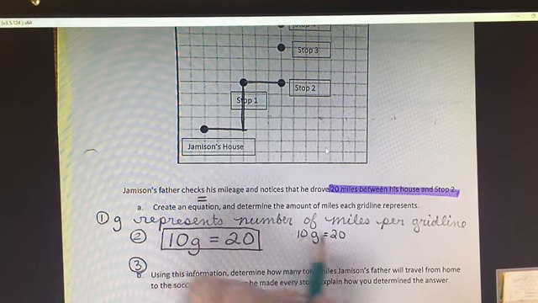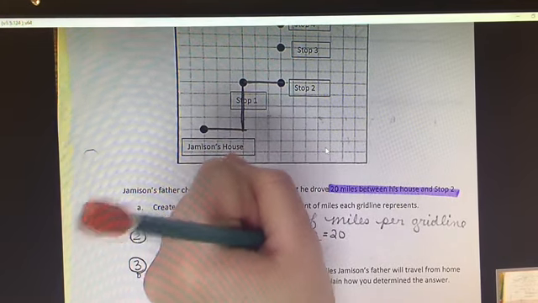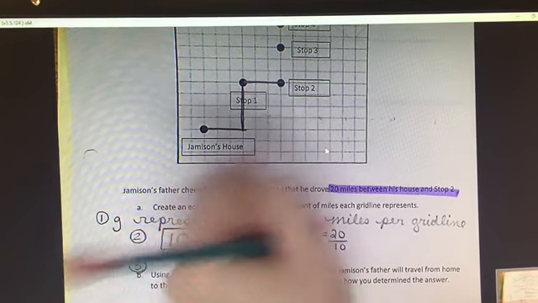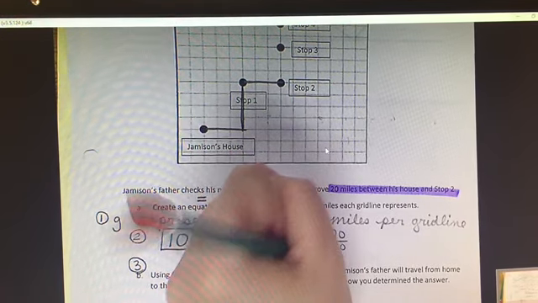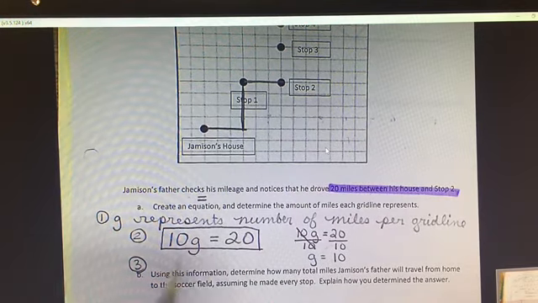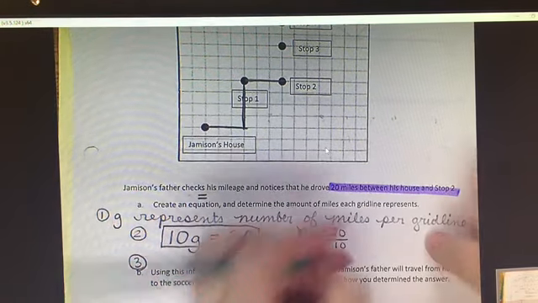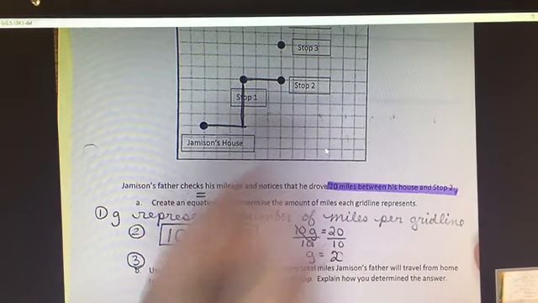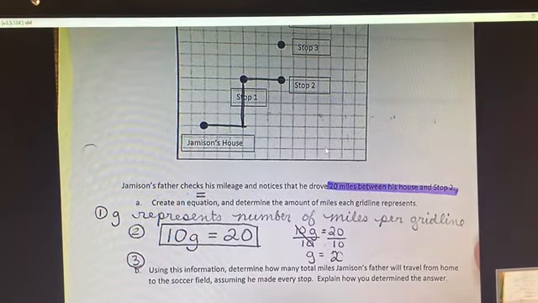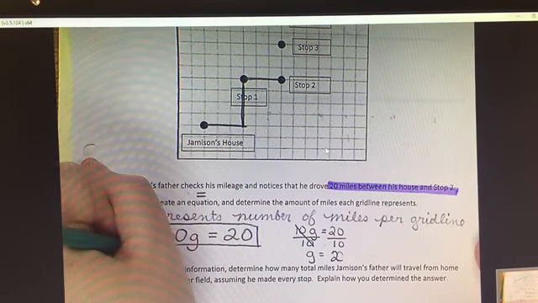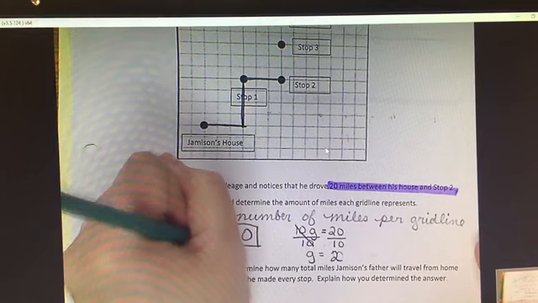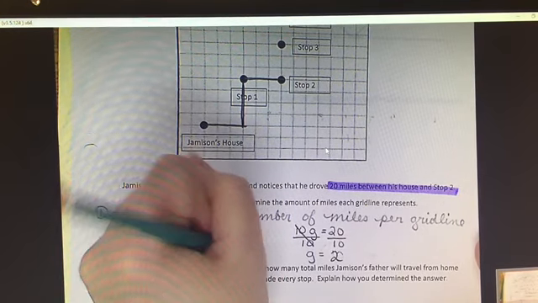This is multiplying, so the opposite of multiplying is dividing. So divide by 10, and we get G equals 10. G does not equal 10. Miss Bryan cannot divide right now. G equals 2. Sorry about that. Okay, so G equals 2 miles. Don't forget to label that.